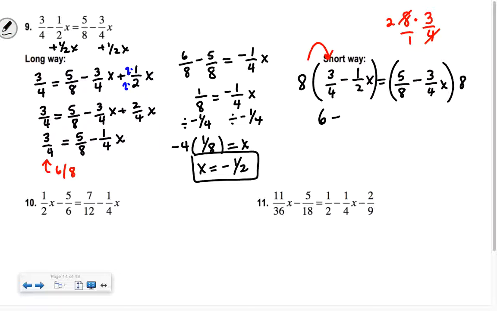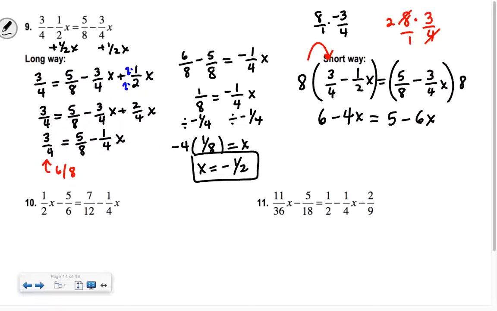Well, what's 1/2 of 8? 4. So we have 6 minus 4x equals 5/8 of 8. An eighth of 8 is 1, and 5 of them is 5. Then 8 times negative 3/4. Again, if you need to do 8 over 1 times negative 3/4, you can. We get negative 6x.